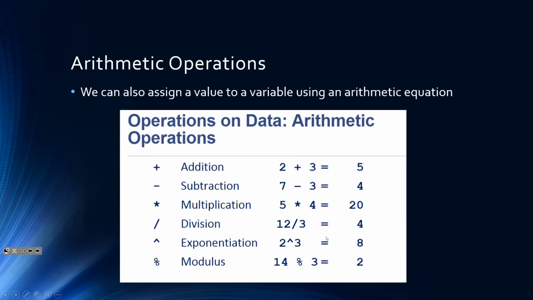This one is very interesting. Modulus does division and then returns to you the remainder. So if I divide 14 by 3, I get 4 with 2 left over. So that gives me that 2. We can use that in a lot of different ways.